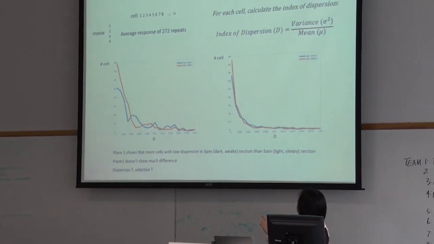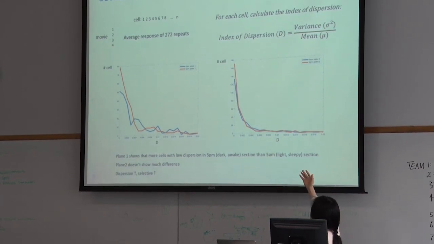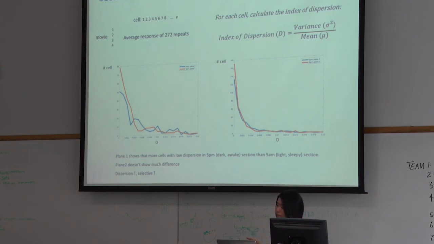If all four numbers are, let's say, one, then the variance is zero, so the index of dispersion is zero, which means that the cell reacts the same to different movies. But if this variance is pretty large, then we will get a larger index of dispersion, which means that this cell responds differently to different movies. So if we consider the results of plan one, it's actually true that some cells respond differently to different movies at two different time points.